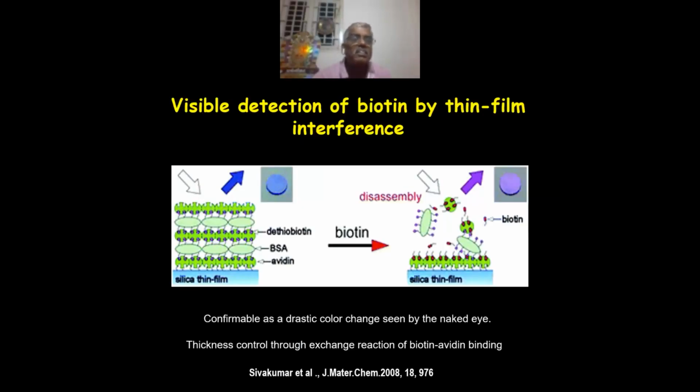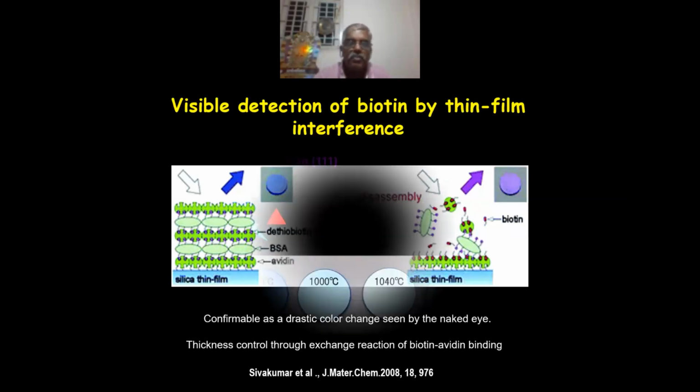So this way, self-assembly is one of the important areas in nanotechnology. Then you can mimic a lot of colors through self-assembly. This is one of my papers, visible detection, a bioprobe to detect different biomolecules.